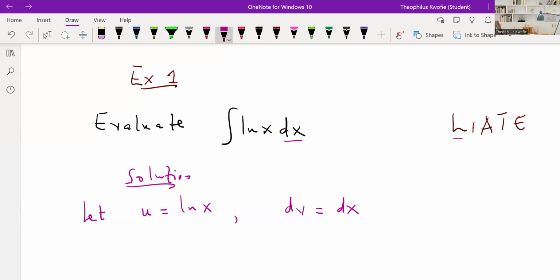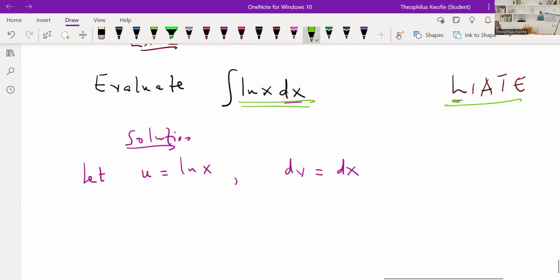Remember, I said that the u depends on the LIATE. So in this particular case, we have to sort out u and our dv. For us to make a choice for u, we have to rely on the LIATE. And the first letter here, which is L, is a logarithmic function, which has a higher order as compared to the other terms. Okay, good. So our u will be this.